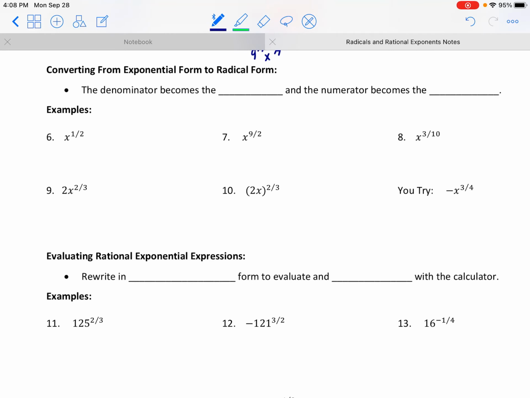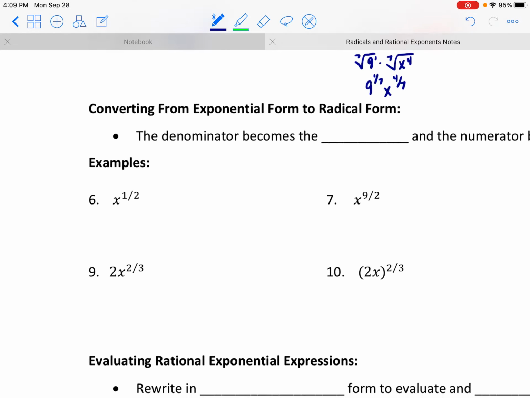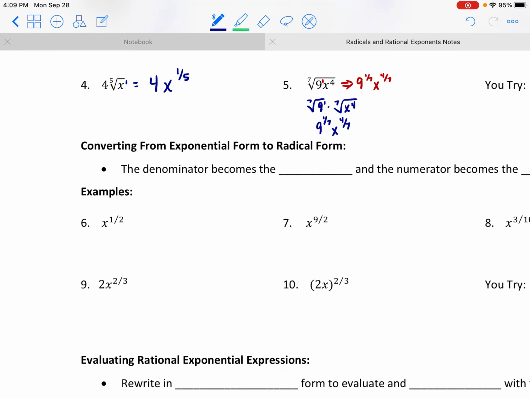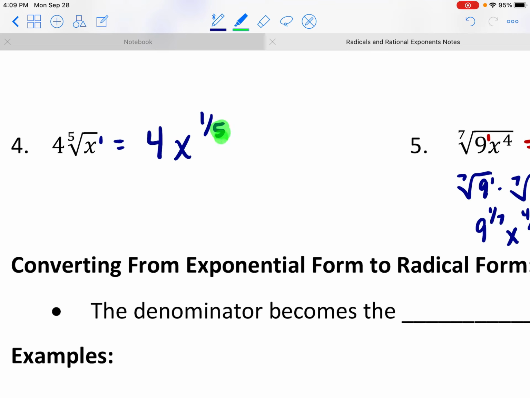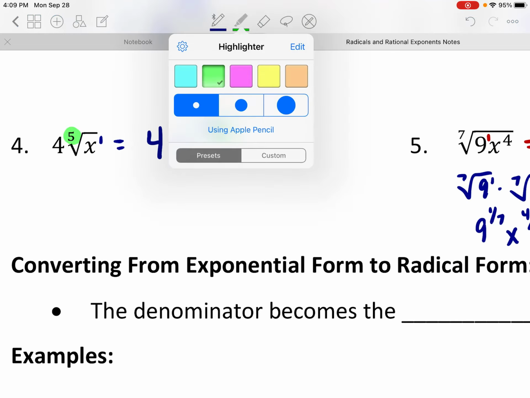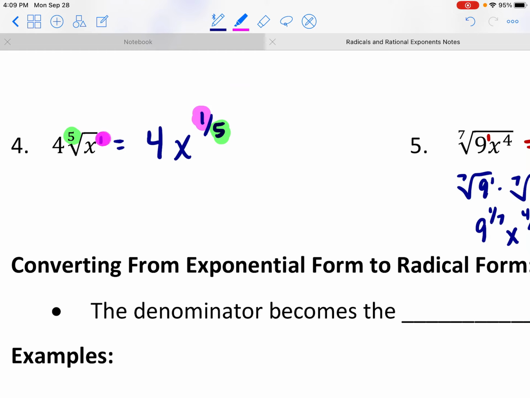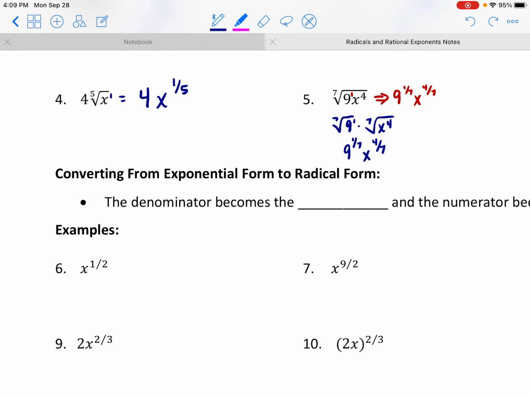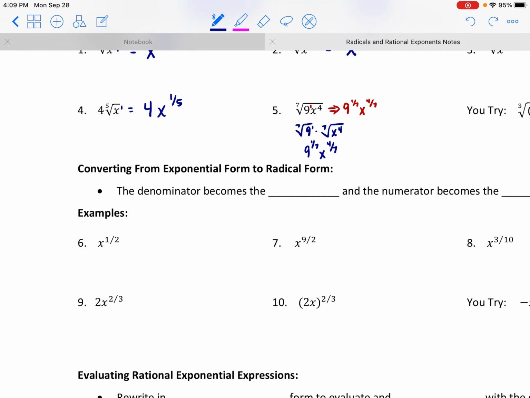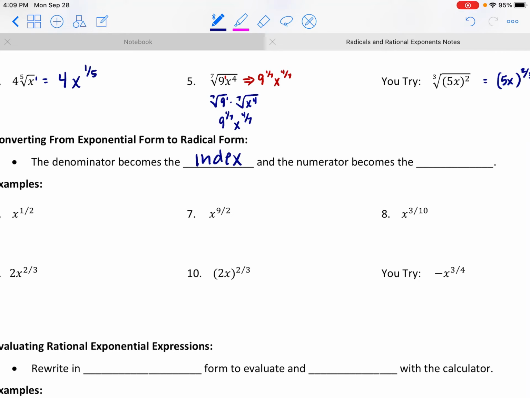Going in reverse is not as easy for some of us to see, but remember the bottom of the fraction, let me just go back here, the bottom of the fraction, that was the index, and the top of the fraction, that was the exponent. So when we go in reverse here, remember that the denominator of the fraction becomes the index, and the numerator becomes the power, becomes the exponent.